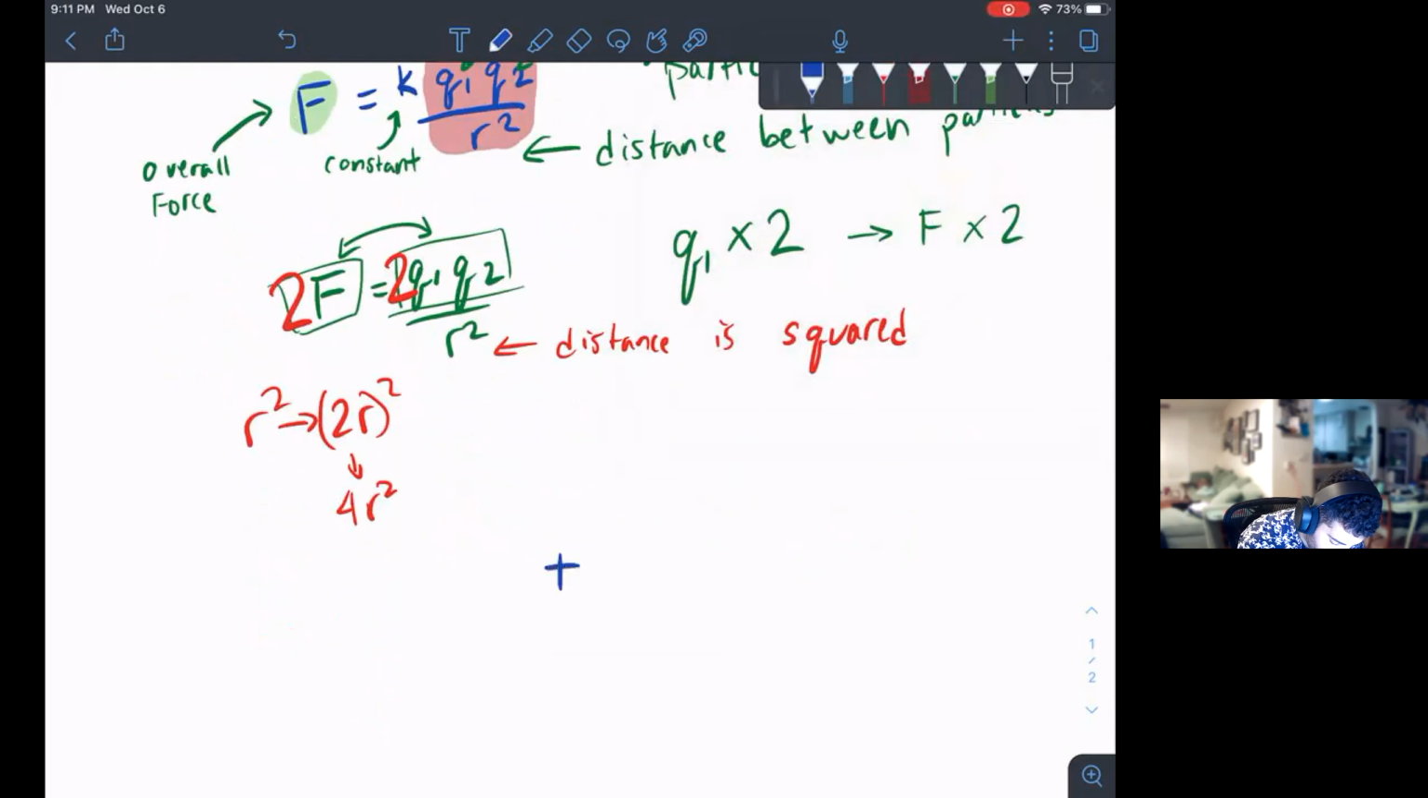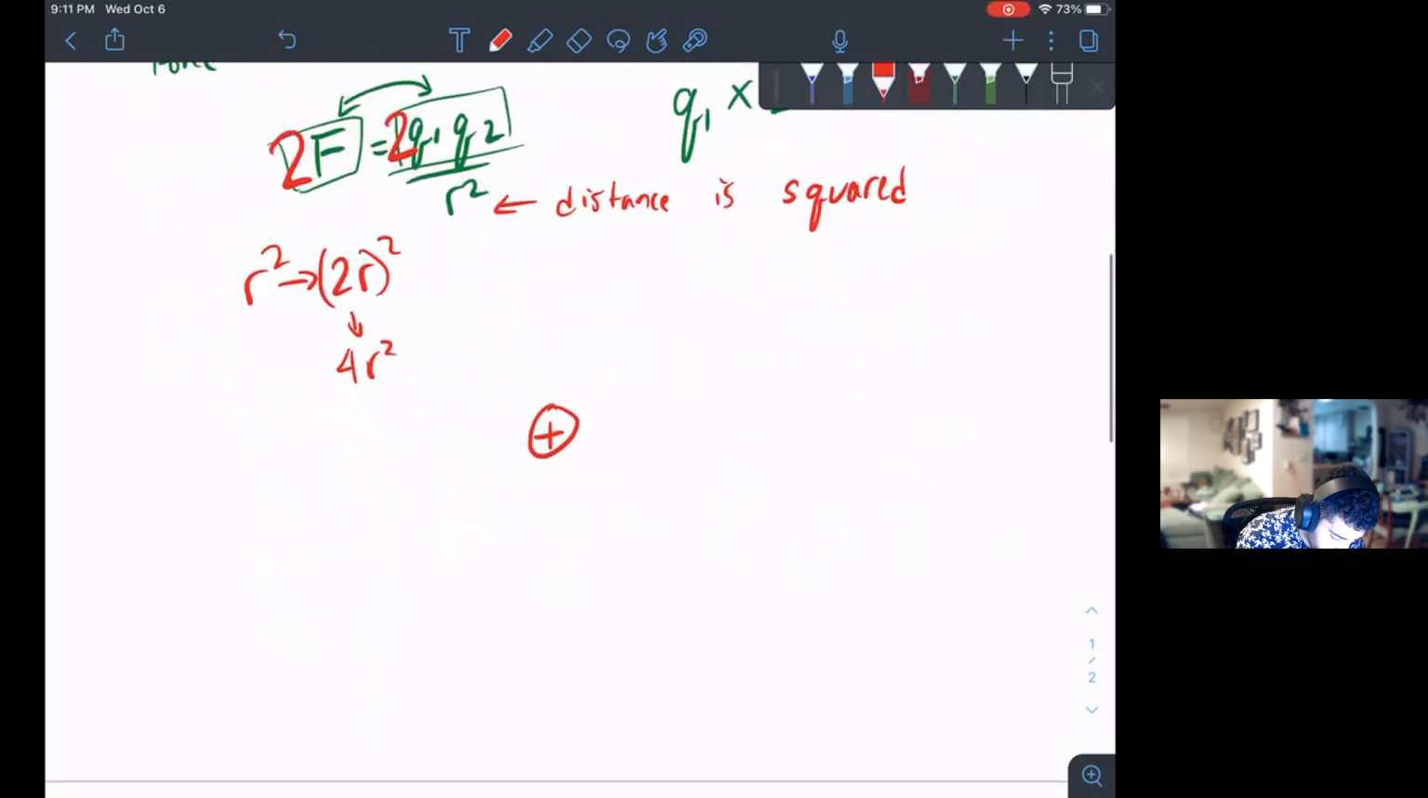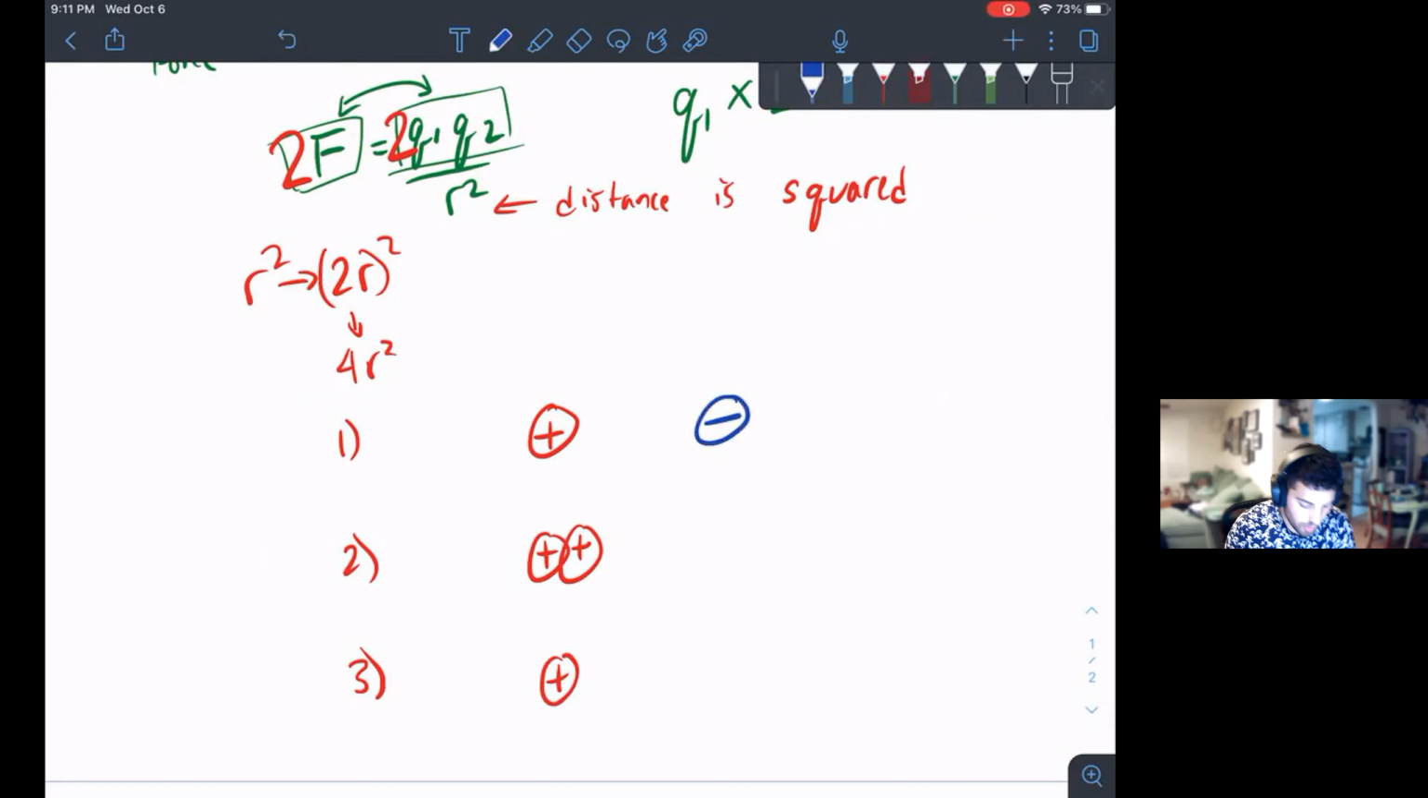If we just change the charge, so if we have a plus, I'm going to set up 3 examples, 1, 2, and 3. If we have 2 pluses versus a plus. So if we have a plus and minus some distance away, I'll do all my forces in green. So this will be some force because we have some distance.